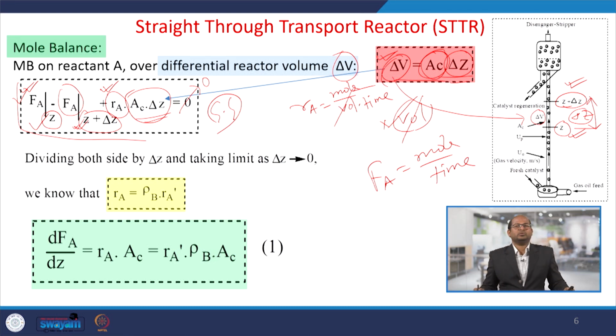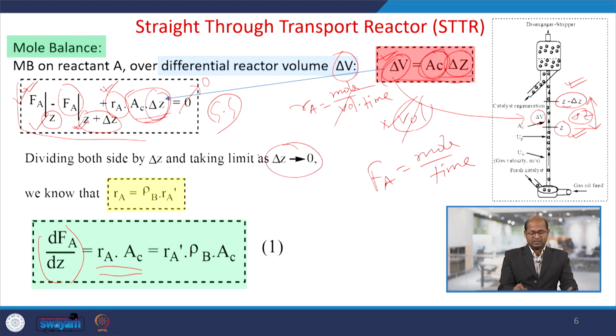Now, dividing both sides by delta Z and taking limits, we get dFA by dZ equals RA into AC. Here we divide left-hand side and right-hand side by delta Z, and after that we take limits. So dFA by dZ equals RA into AC.